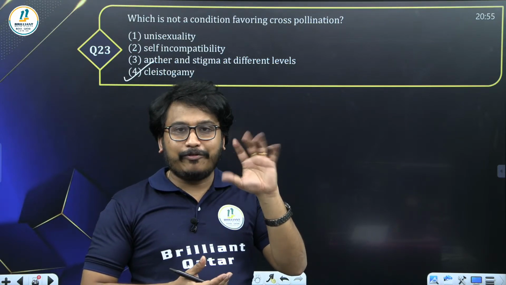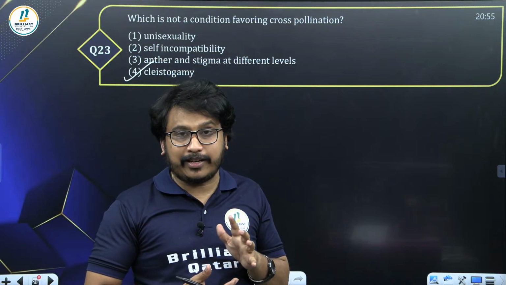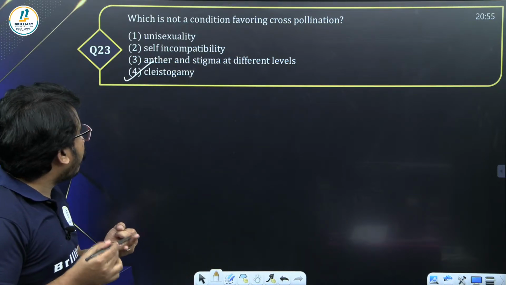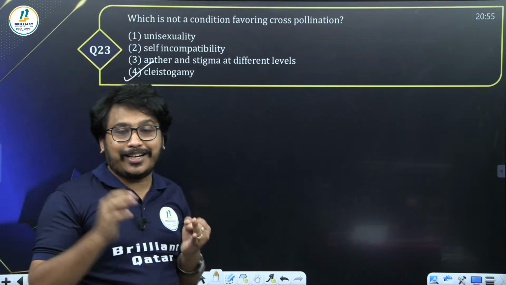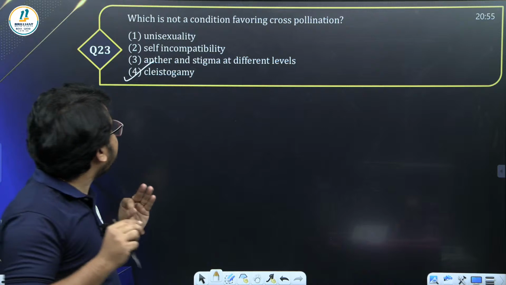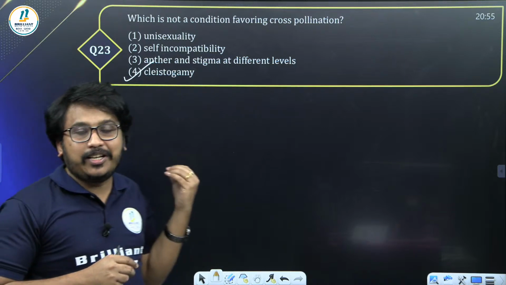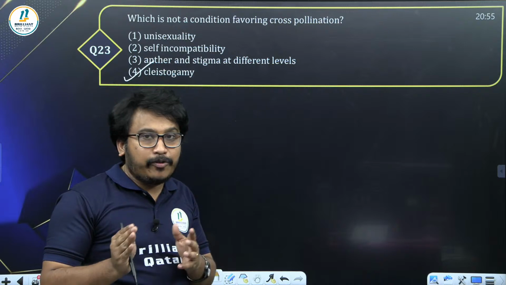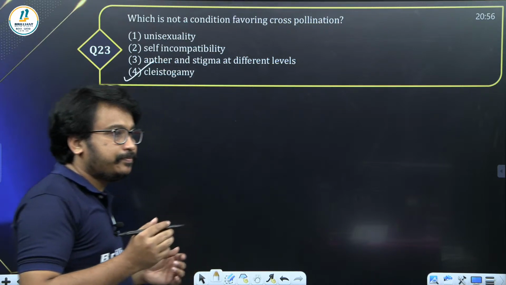So hope you got around 5 points regarding outbreeding devices: self-incompatibility, unisexuality, or diecy. Diecy is the term written in NCERT. Diecy means dioecious. Then anther and stigma that is present at different level, then chasmogamy. These are the points coming under outbreeding devices.